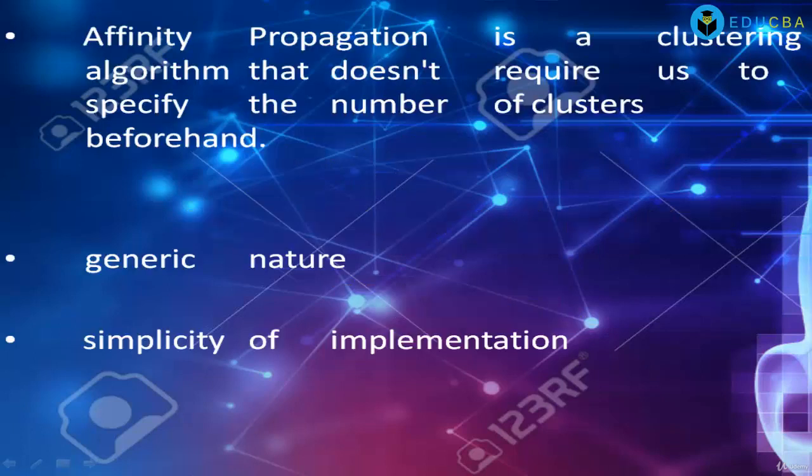Now, what is special in that model? Affinity propagation is a clustering algorithm that does not require us to specify the number of clusters beforehand. In the previous clustering algorithms we have learned, we required the number of clusters beforehand. But in this model, we do not require the number of clusters before using the algorithm. So this is the basic difference, and that's why we are using this.